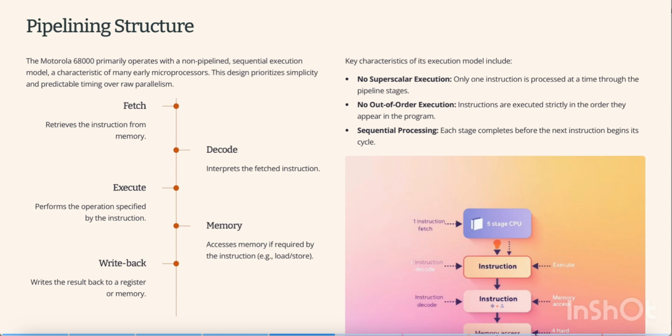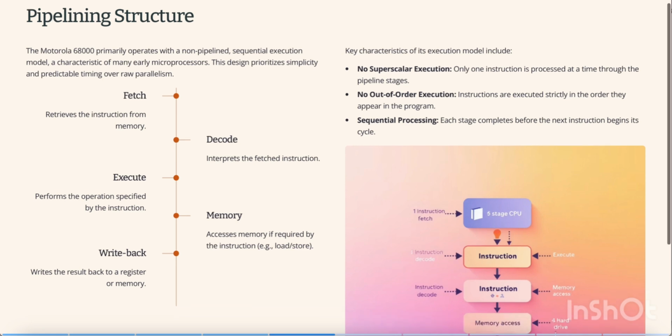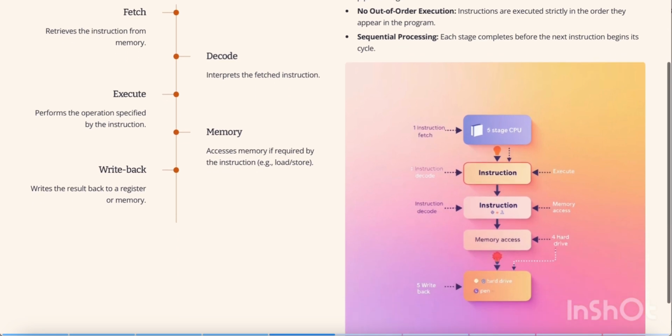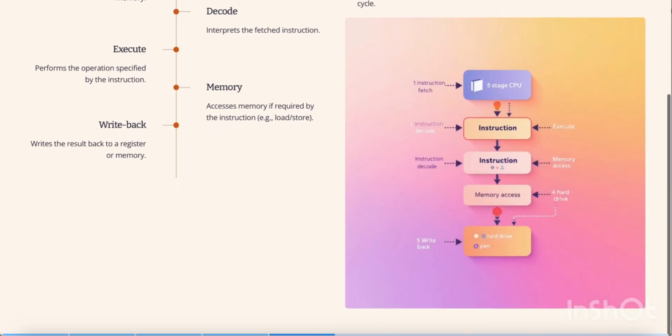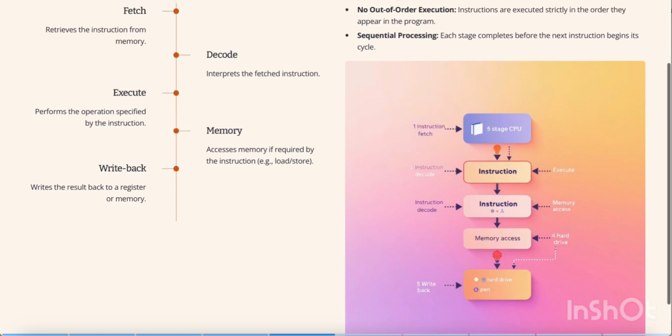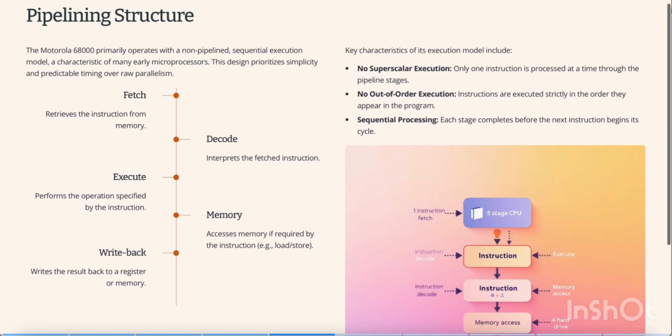Firstly we have fetch. It retrieves the instruction from the memory. Then we have decode. It interprets the fetched instruction. Then we have execute. It performs the operation specified by the instruction. Then we have memory. It accesses memory if required by the instruction, for example if a load or store is required. Then we have write back. It writes the result back to the register or memory.